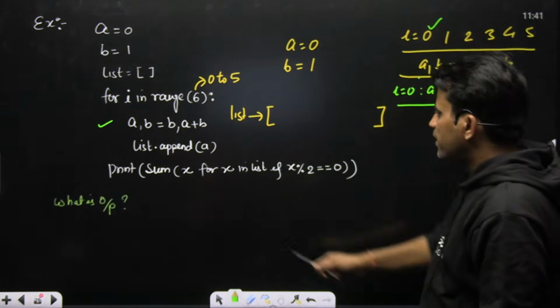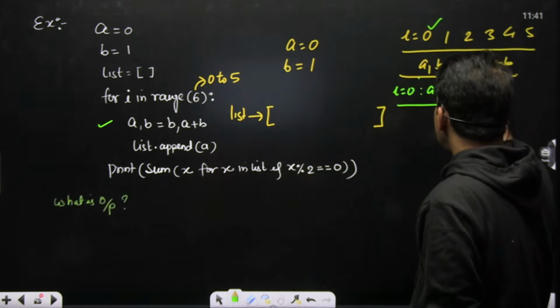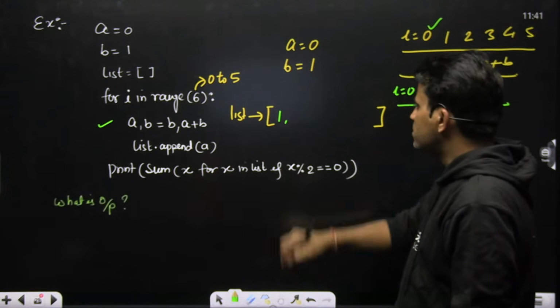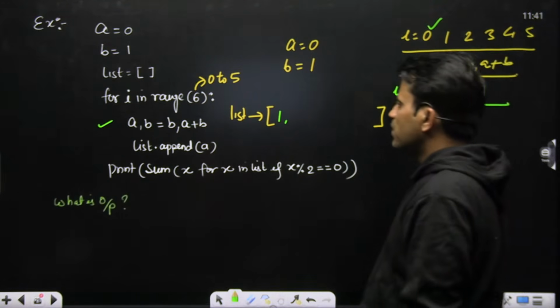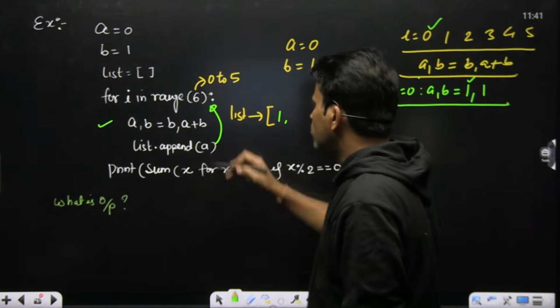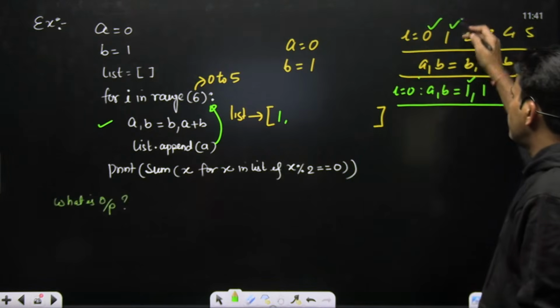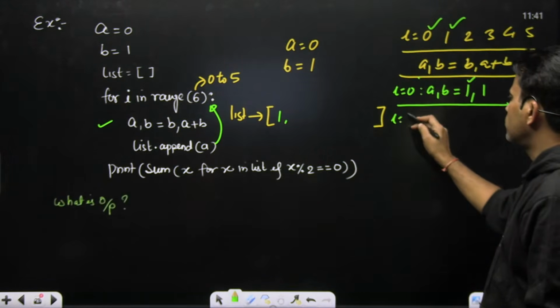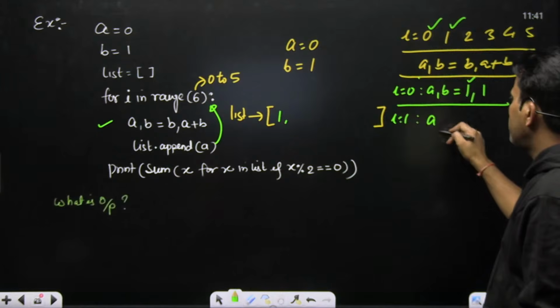Okay, student. Then list.append(a). What is a, student, here? a is 1. So list.append(a) means append 1 here. And after this, you again go to this loop, right? Next, i equals 1. So if i equals 1, then a, b equals what, sir?